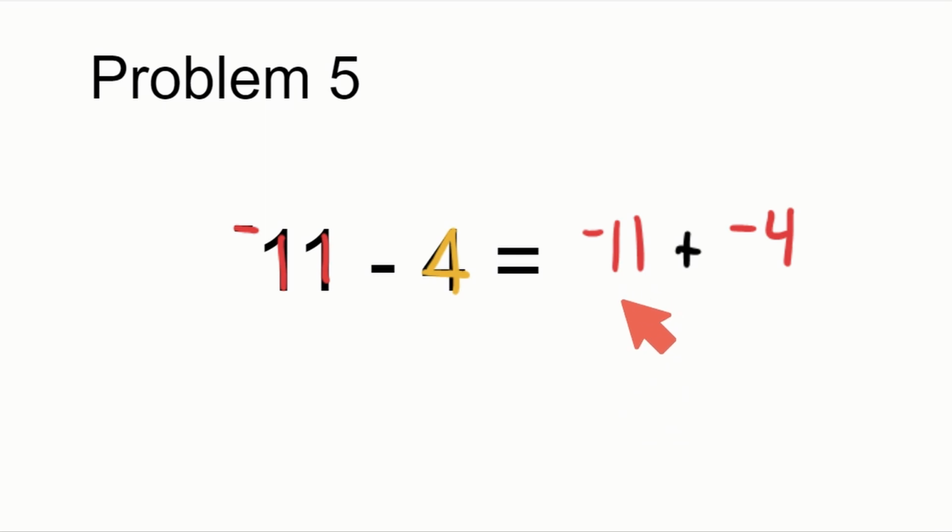Negative 11 is like having 11 negatives. Negative 4 is like having 4 negatives. And since these are the same color of chips, we can just count them up. 11 negatives and 4 more negatives, that's going to be negative 15.